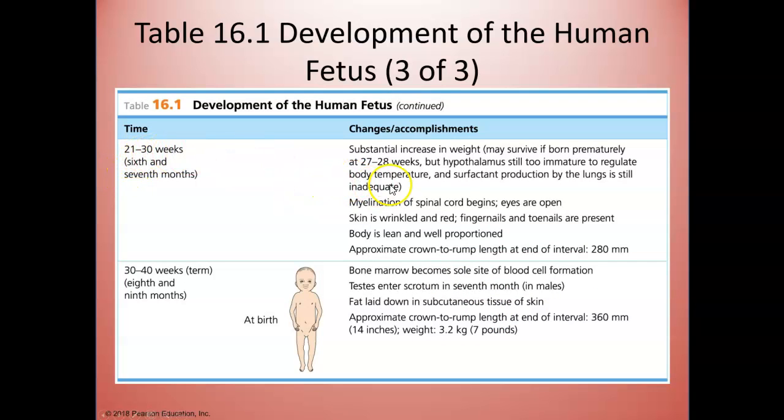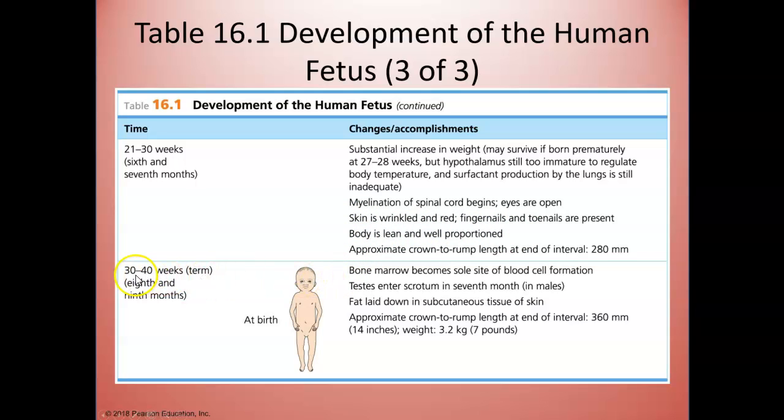21 to 30 weeks, starting to put on mass. May potentially survive if premature, but the hypothalamus is not yet starting to regulate body weight or body temperature, so that's an issue there. And then surfactants in the lungs are inadequate, so the lungs can actually collapse. So we start to get myelination of the spinal cord. You can see bodies lean in proportion, fingernails and toenails are present.